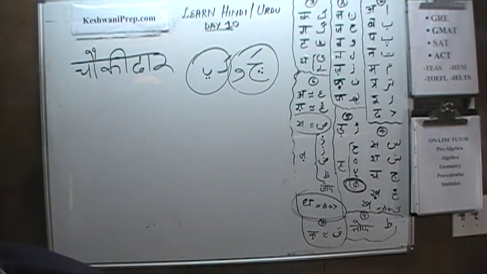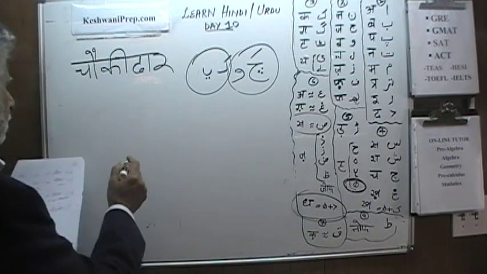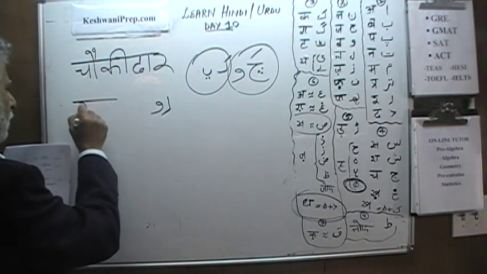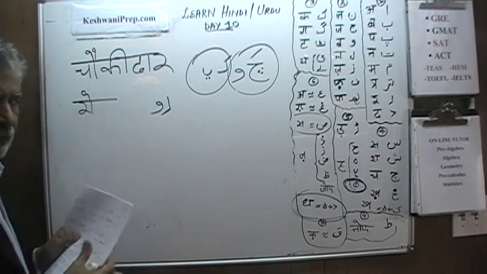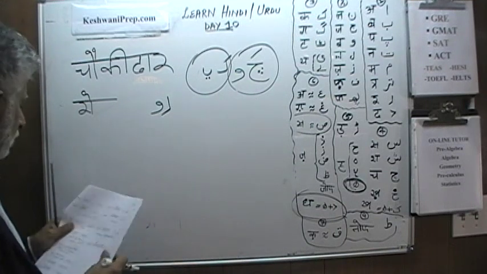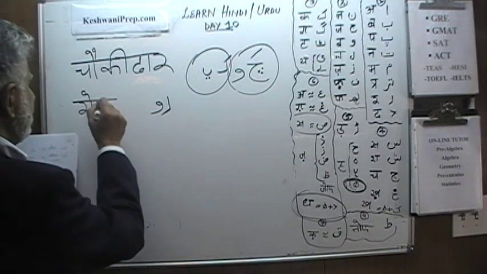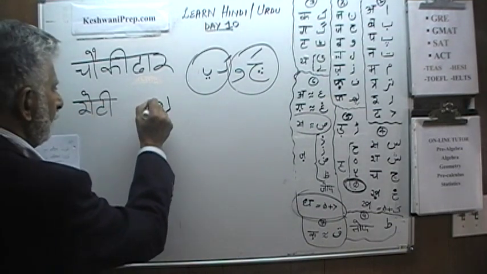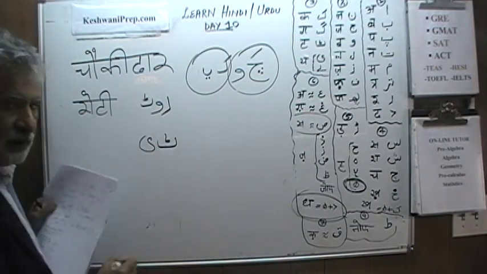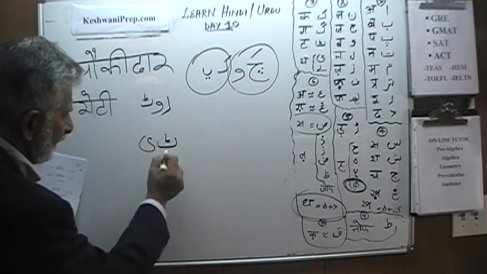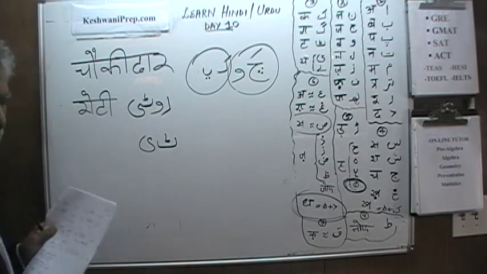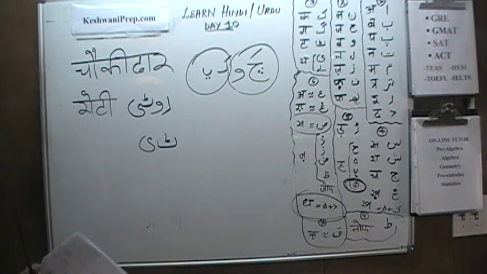Just a few more. Ro, ro. And as you can see, there is no zabar on it. That means it's a short o. Ro, ti. Roti. So here's our te, and we join with the choti ye. And when it joins, this guy becomes very small, as it did here. It becomes very small, and the ye continues. Roti. Choti ye continues. Roti.